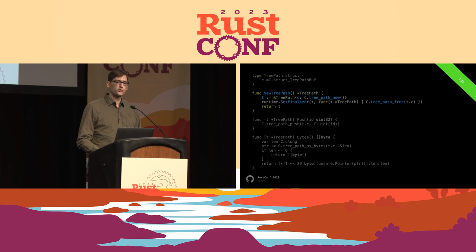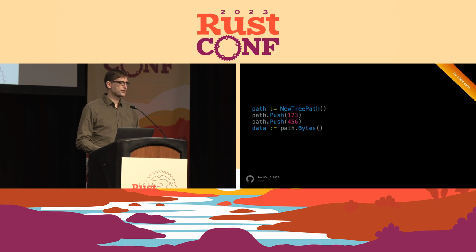So we need a function to create the tree path. And because Go is a GC language, we want to set a finalizer to clean up that object when we're done with it. We have our methods calling the extern C functions to push IDs and to get the bytes out. So here's how you use this API.